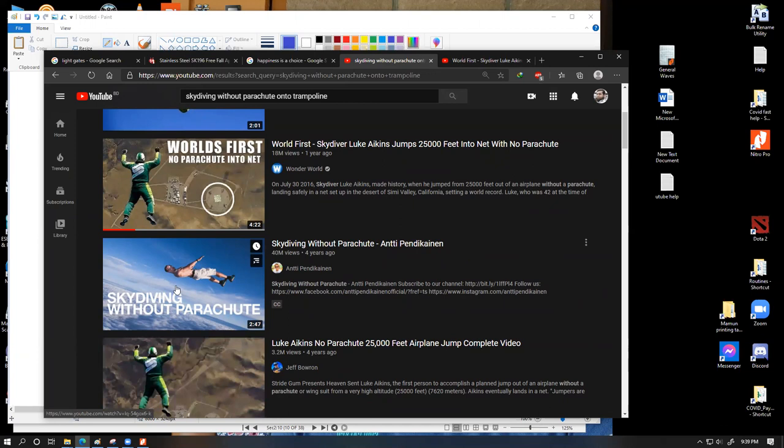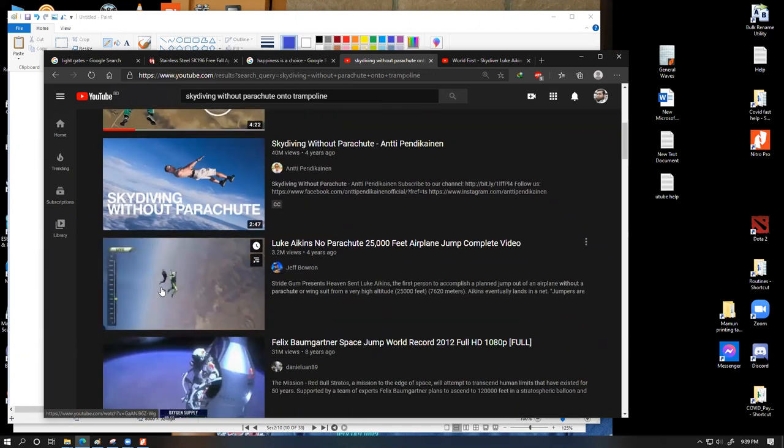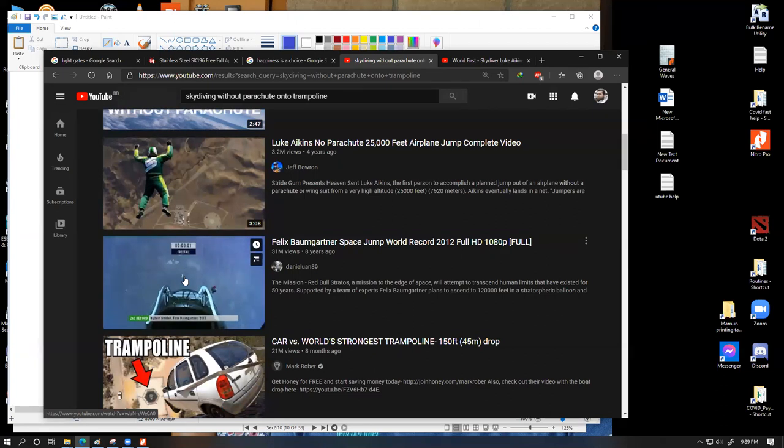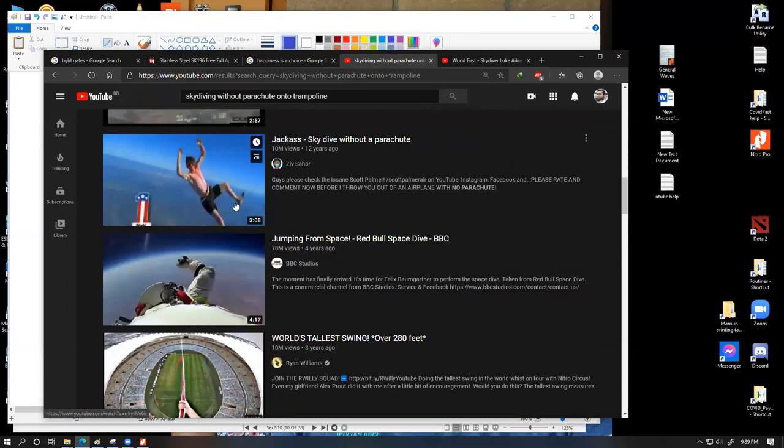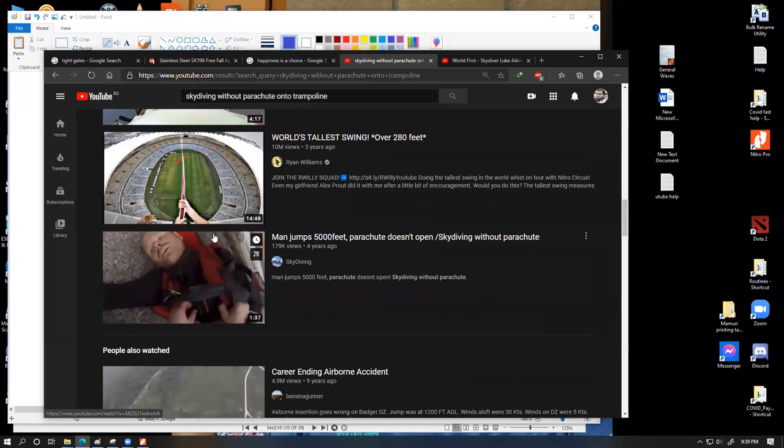Some other people did this with this thing also 4 years ago. So he's the first person who ever had the courage and the confidence to start this thing. And then this is the jump that you guys are saying, that Red Bull jump. Yes, sir. From the space shuttle with the helium balloon, he jumped. Yeah. Crazy stuff.